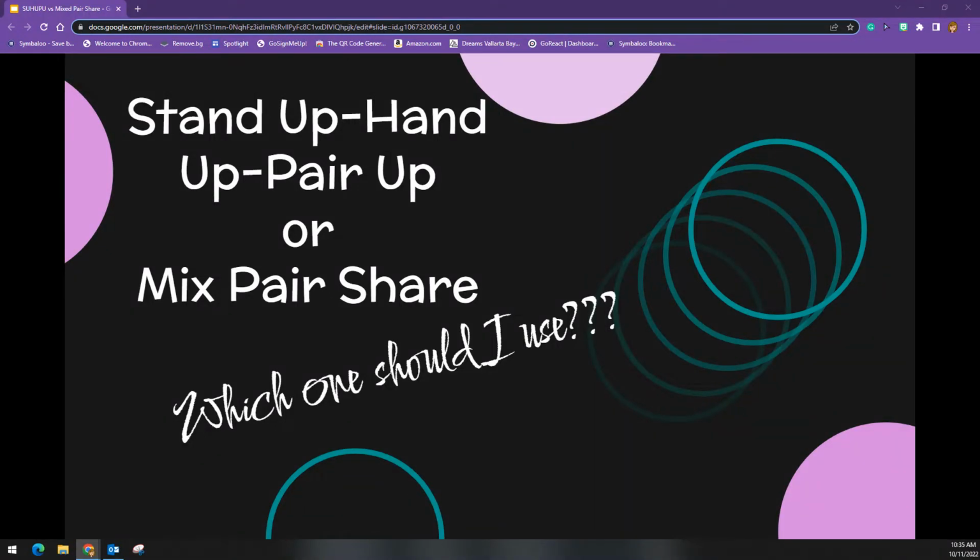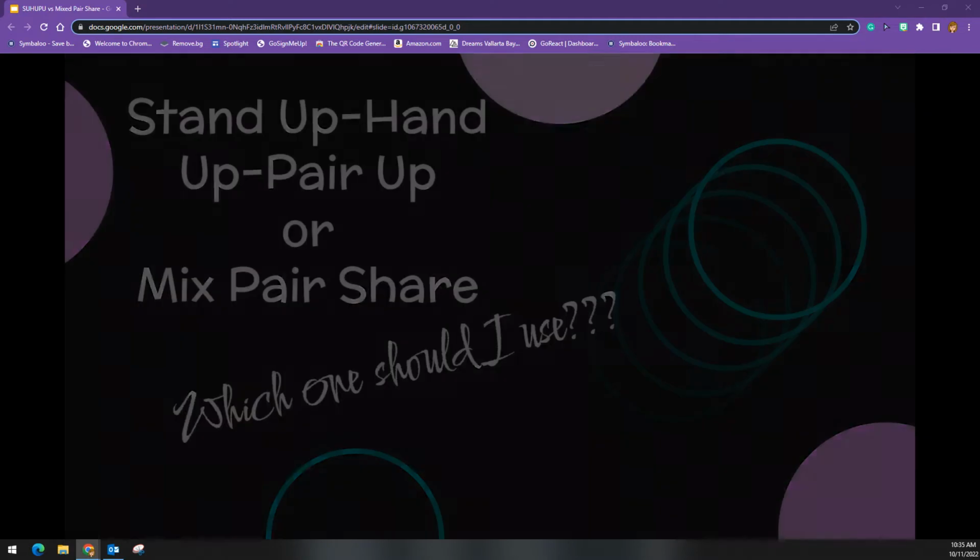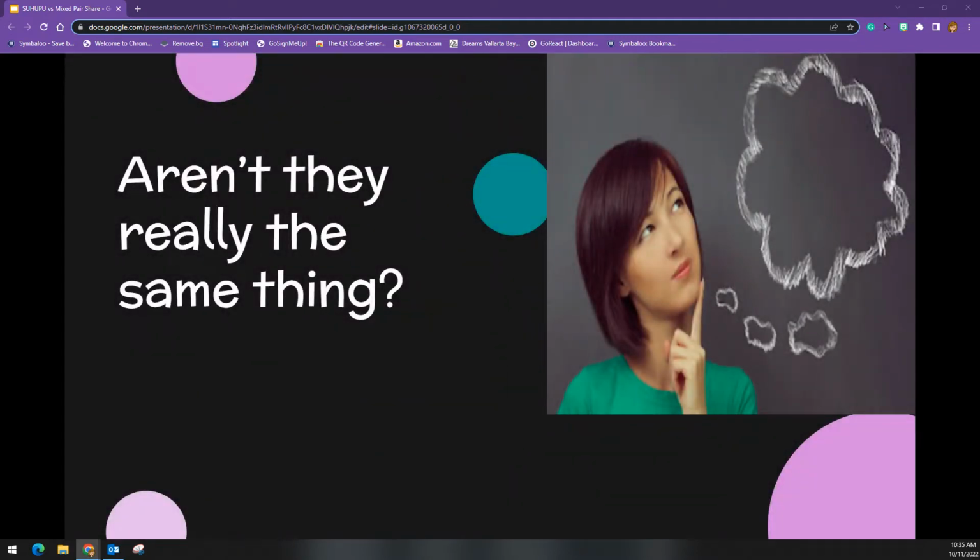Today we're going to be talking about two Kagan structures, Stand Up, Hand Up, Pair Up, and Mix Pair Share. And the big question, which one should I use? You've heard about Stand Up, Hand Up, Pair Up, and Mix Pair Share, and you know they are different ways to partner up your students. So does it really matter which one you use or what you call it? What is the difference anyway?